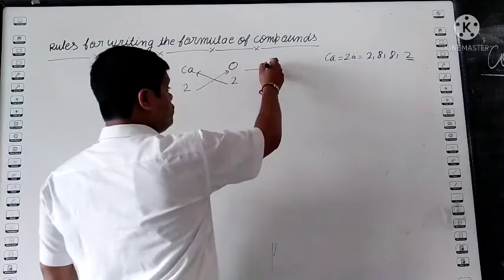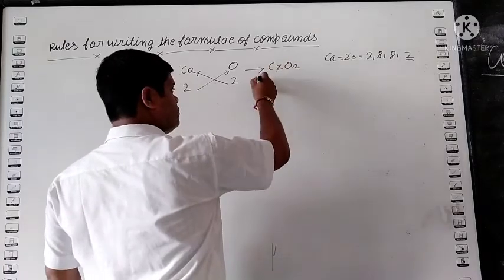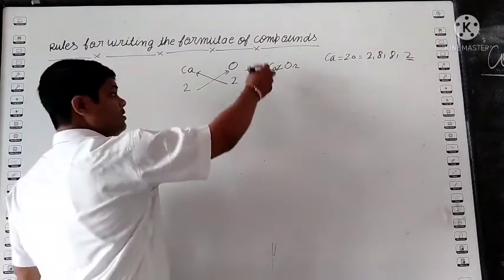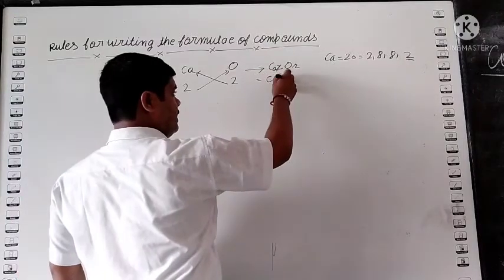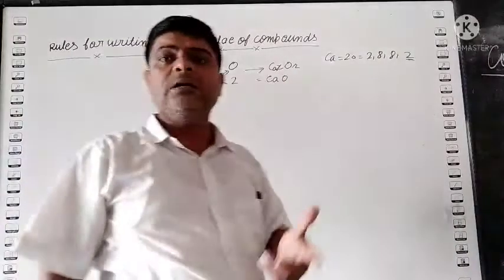If we write it as Ca2O2, it is divisible by 2. That's why the formula is CaO. Why do we cut the 2? Because both 2s are divisible by 2.